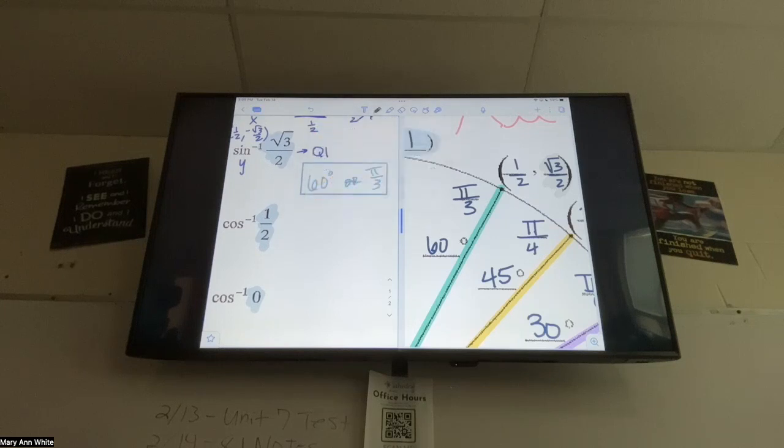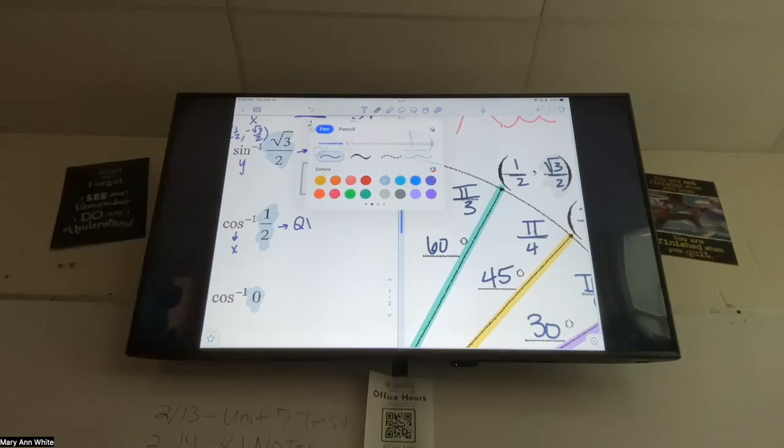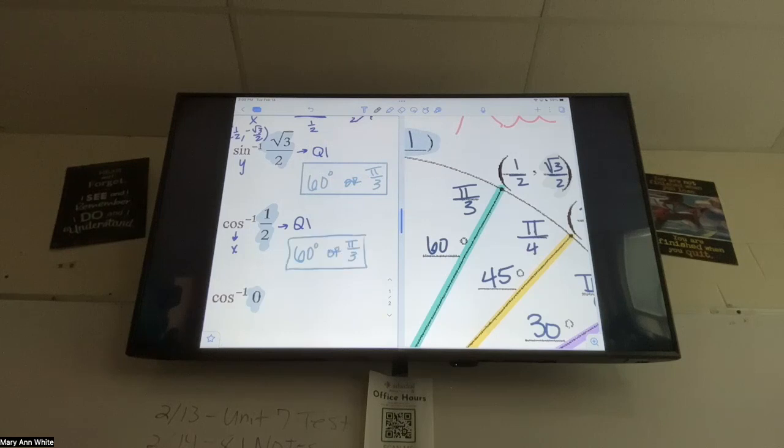All right, cosine. Cosine is which variable? X. If it's a positive cosine, which quadrant am I in? 1, very good. And what angle in quadrant 1 has an x or a cosine of 1/2? I didn't even move my screen. I'm in the right place, right? 60 or pi/3. Okay.